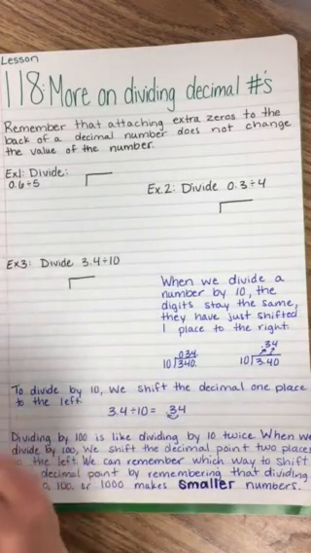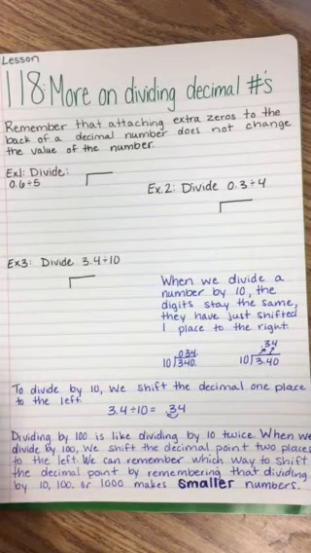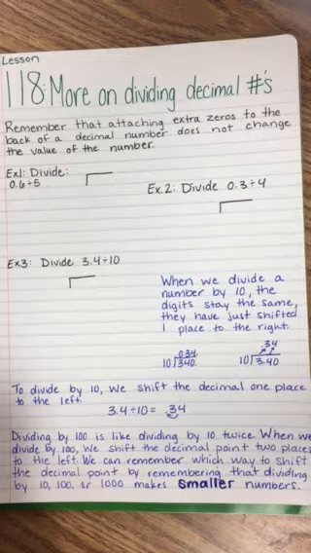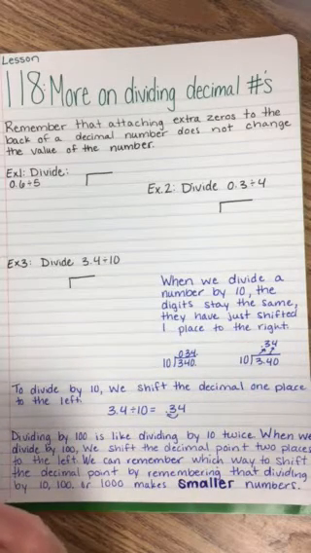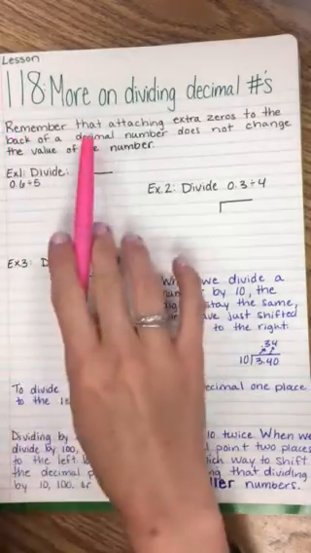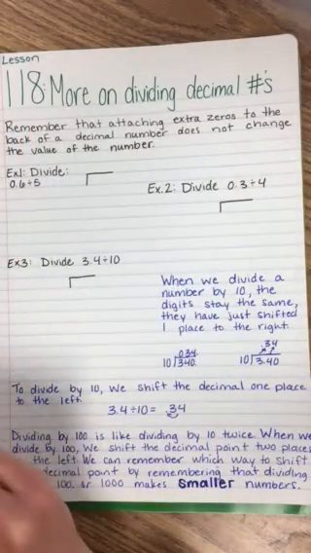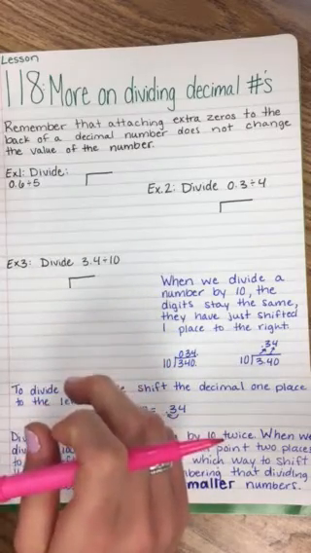Lesson 118, more on dividing decimal numbers. We usually do not write remainders with decimal division problems. The procedure we will follow for now is to continue dividing until the remainder is 0. In order to continue the division, we may need to attach extra zeros to the decimal number that is being divided. Remember that attaching extra zeros to the back of a decimal number does not change the value of the number.